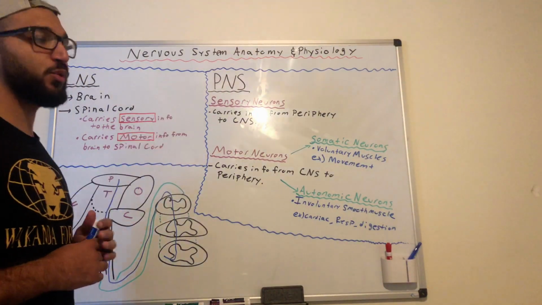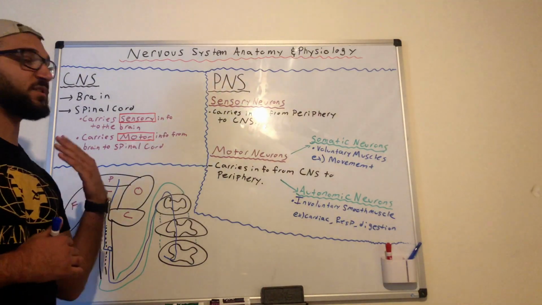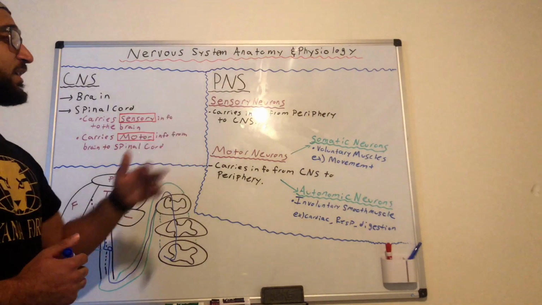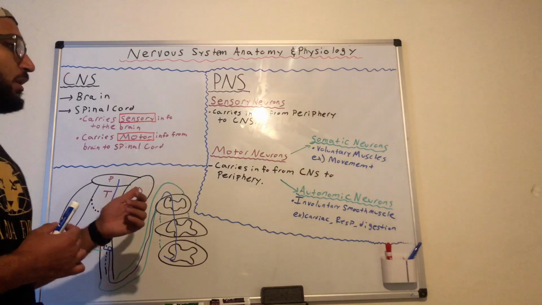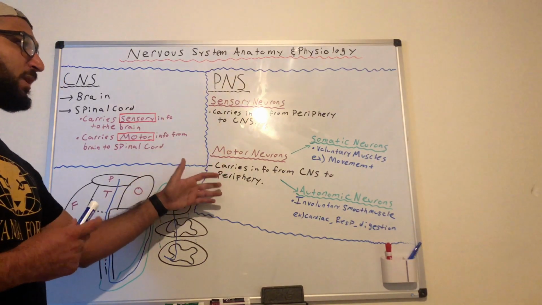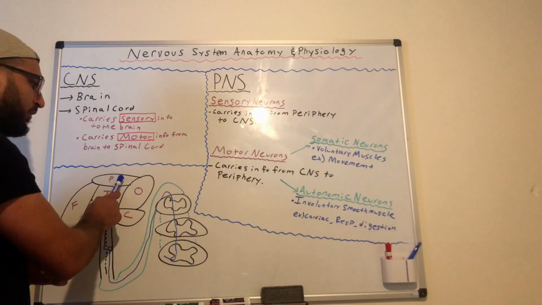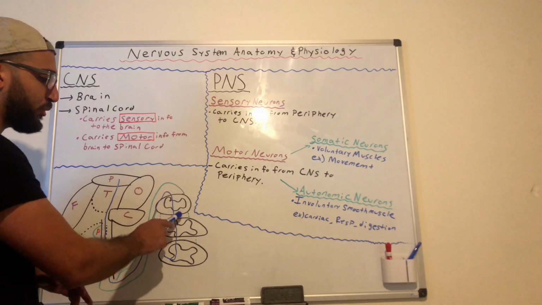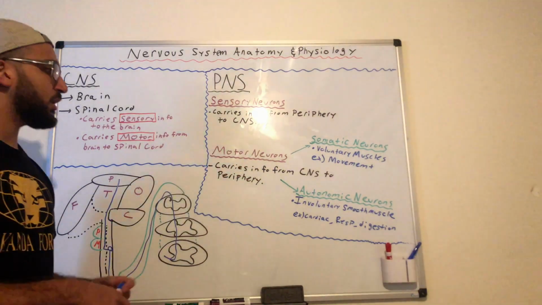Okay, so there's also the peripheral nervous system. The peripheral nervous system involves sensory neurons and motor neurons. The sensory neurons carry information from the periphery to the CNS. The motor neurons, for example, carry information from the CNS to the periphery. So it's going from the brain, for motor functions, traveling down through the spinal columns to your periphery, such as your fingers, your toes.